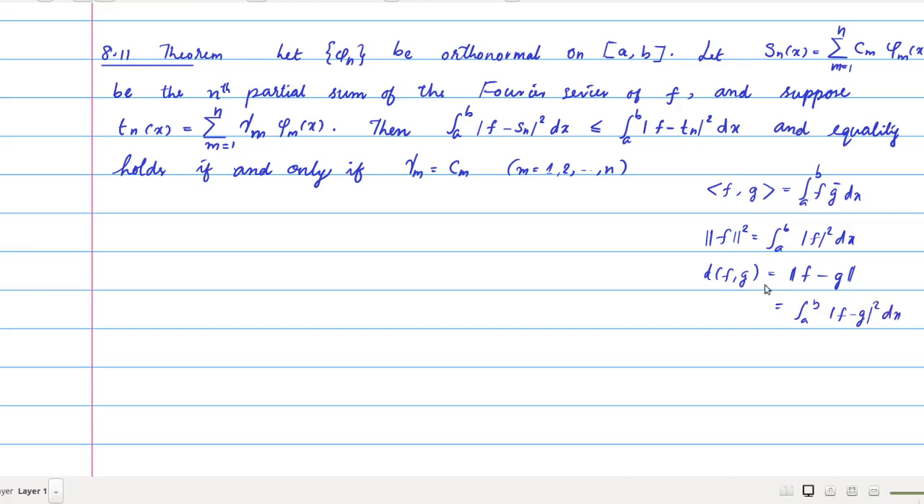This is what we call the distance between f and g. What we have to understand from this inequality is the distance between f and Sn. In fact the norm is the whole raised to 1/2, so we have to write this as this whole raised to 1/2. This norm f square is this one, so norm is the whole raised to 1/2. So when you take the 1/2 power of this inequality, raising the power 1/2 on both sides, you will get norm f minus Sn is less than or equal to norm f minus Tn.